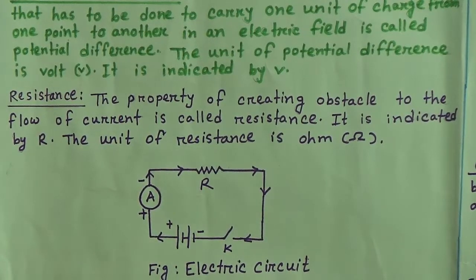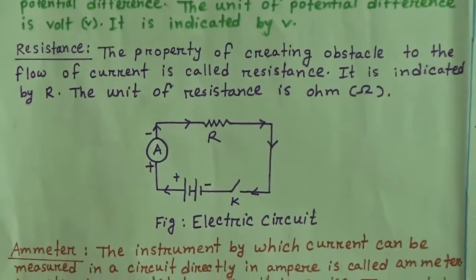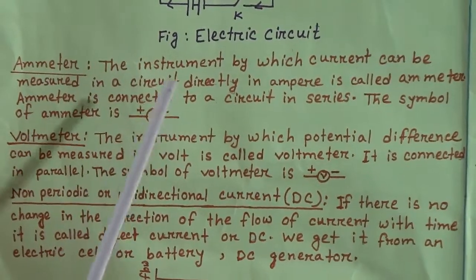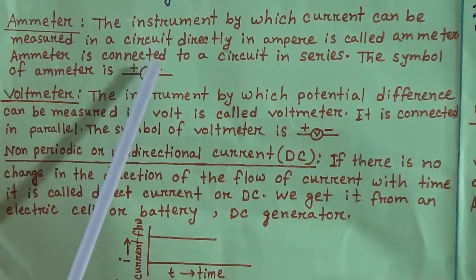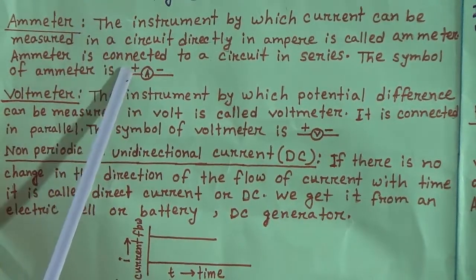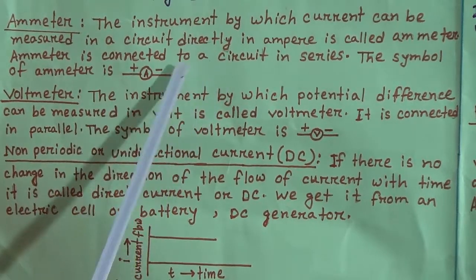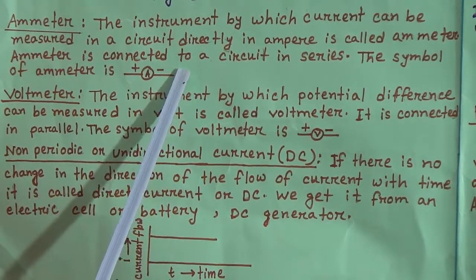Ammeter: the instrument by which current can be measured directly in ampere is called ammeter. Ammeter is connected to a circuit in series. The symbol of ammeter is A. The first side is positive sign and the second side is negative sign.